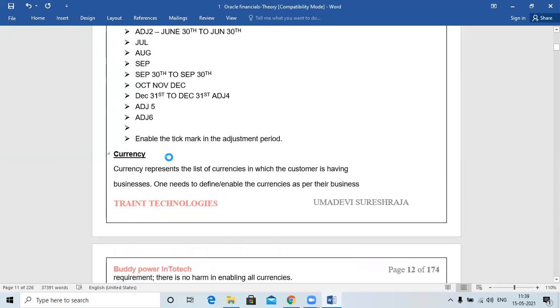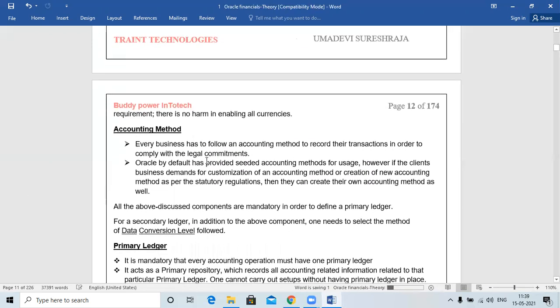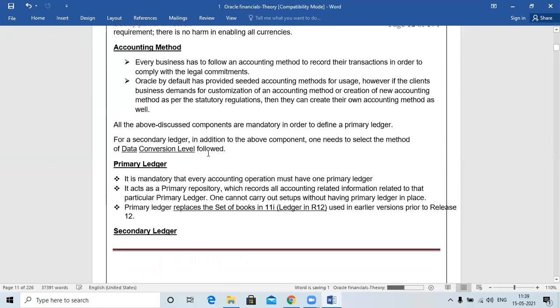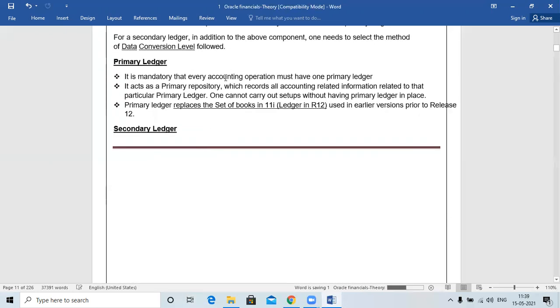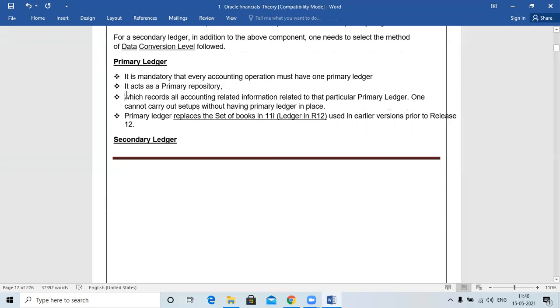Currency is enabled automatically. And the accounting method, as I told, may be the cash method or the accrual method, depending upon the country. The primary ledger is mandatory. Every accounting operation must have a primary ledger. It acts as the primary repository. All accounting-related information will be in the particular primary ledger. Without a primary ledger, you can't do the setup.